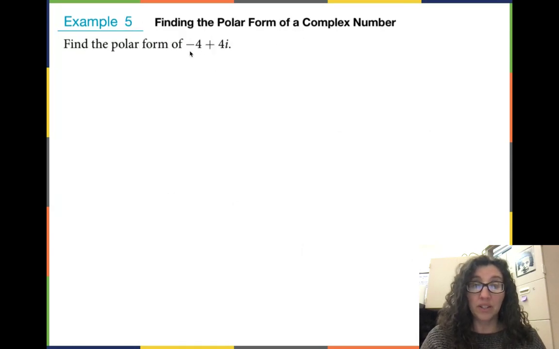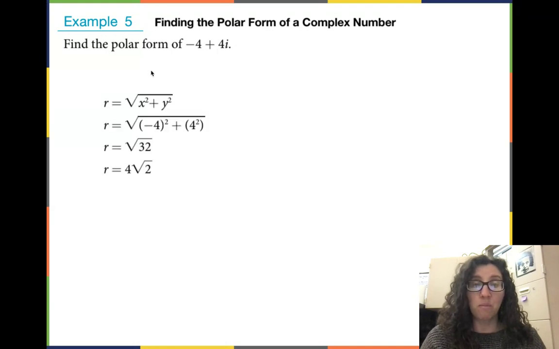This has an x and a y value, a real and an imaginary part. So first let's find our modulus. Same equation. So minus 4 squared plus 4 squared, square root of 32. We get that our modulus is 4 times the square root of 2.